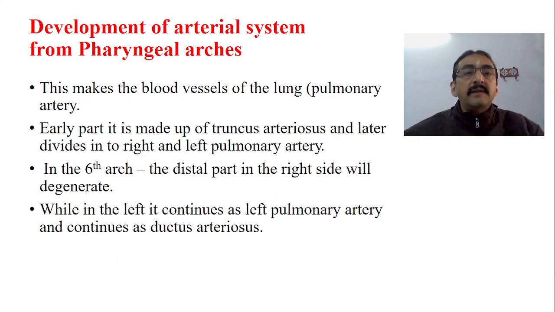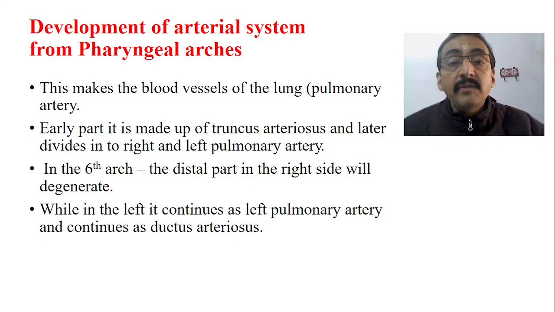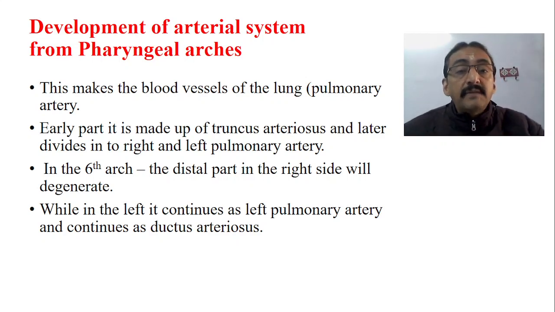Now, development of the arterial system. The sixth pharyngeal arch, the last one, makes the blood vessels related to the lungs, the pulmonary artery. In the early part, it is made up of truncus arteriosus, and later it divides into the right and left pulmonary artery.